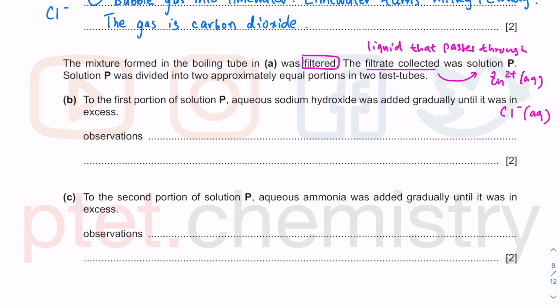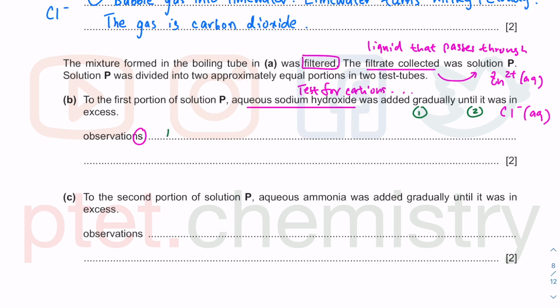First of all, add some aqueous sodium hydroxide. This is your test for cations, metal ions here, which happen to be zinc 2 plus. So those are our observations, again plural, because of what happened when you add a few drops and then until it's in excess, as stated in the question.